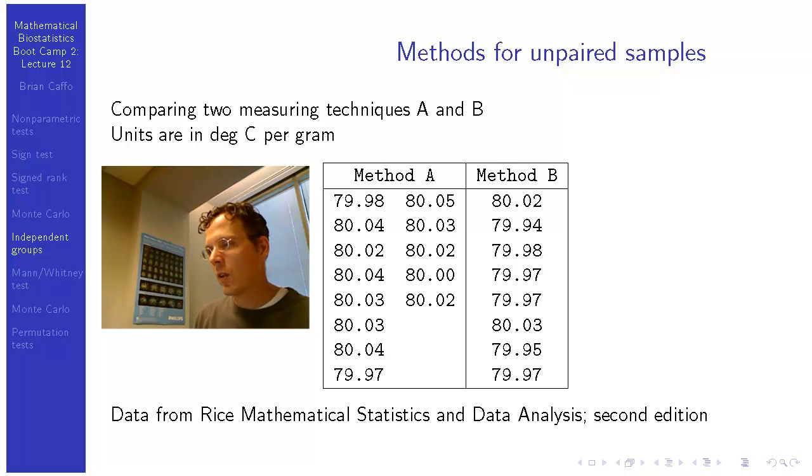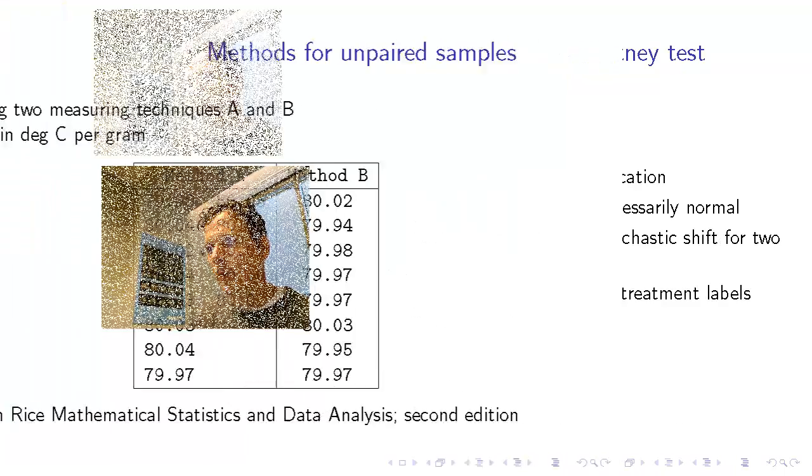Basically the technique we're going to use for testing whether the two methods are the same, not to be confused with method A and method B, is to take the A-B labels and shuffle them on every measurement. But to be non-parametric, we're going to shuffle them on the ranks. Then we'll talk later on about shuffling them on the observed values themselves. That's the so-called permutation test.